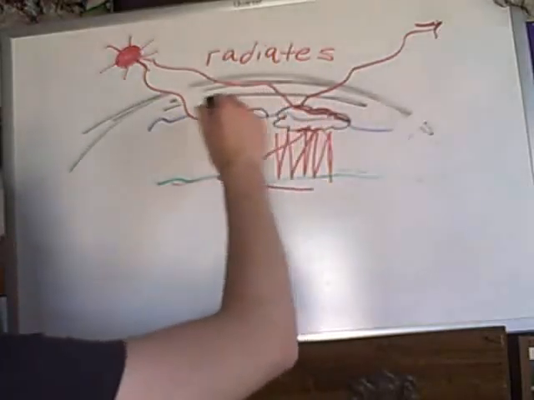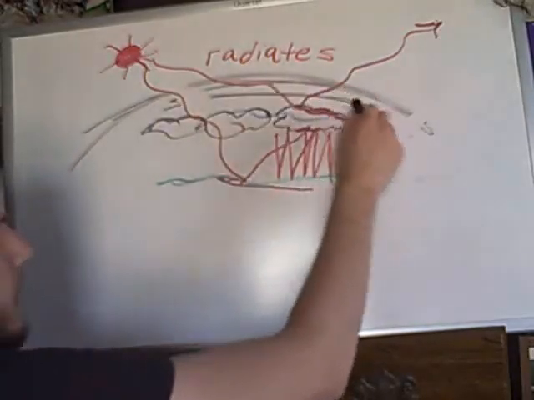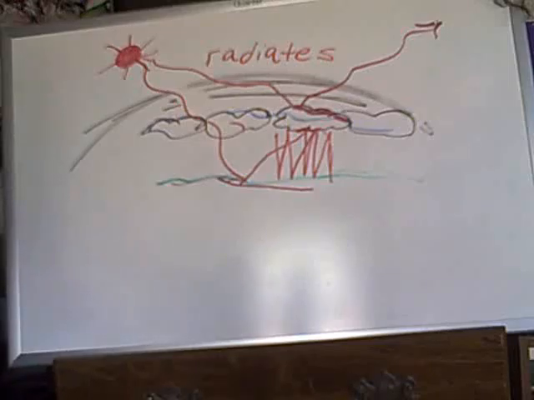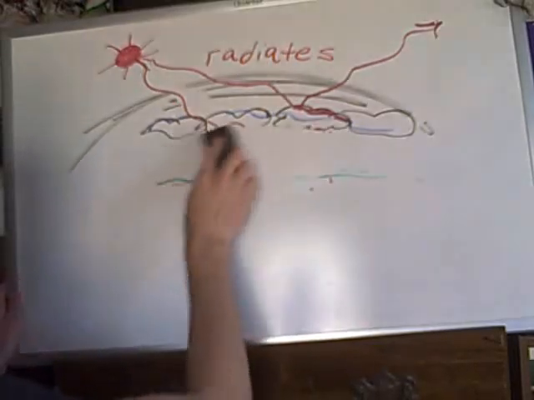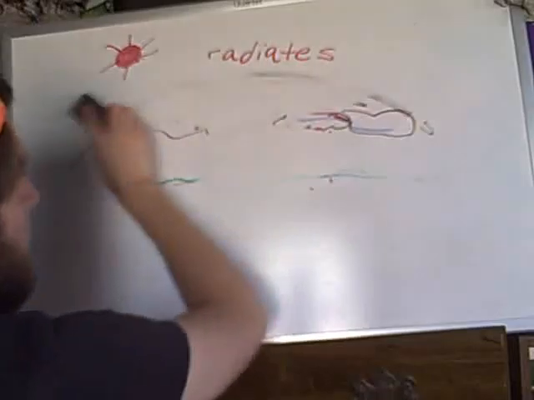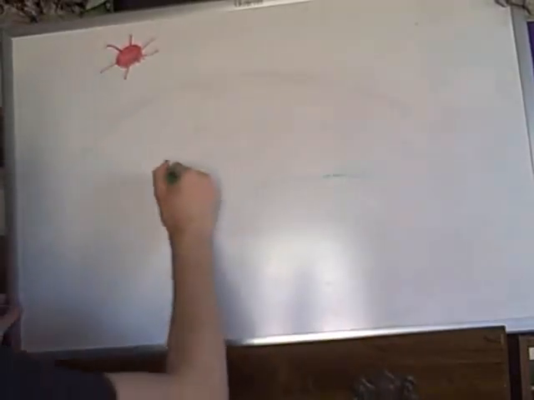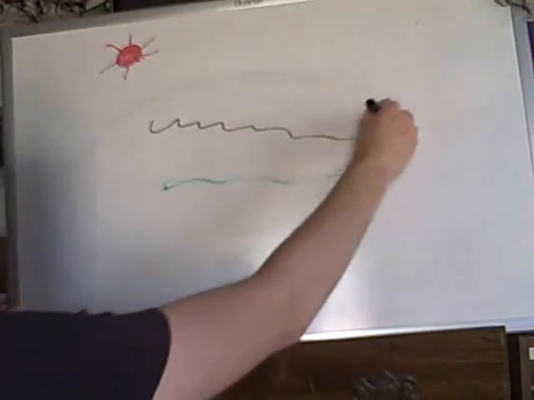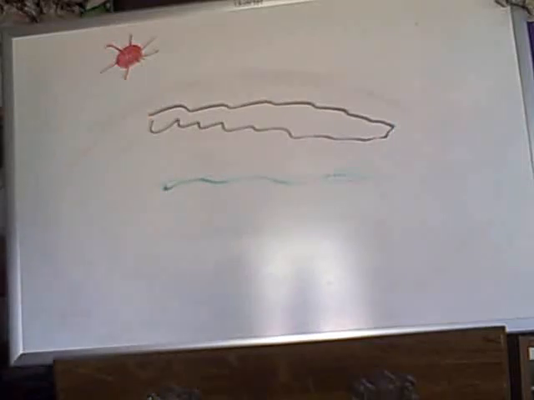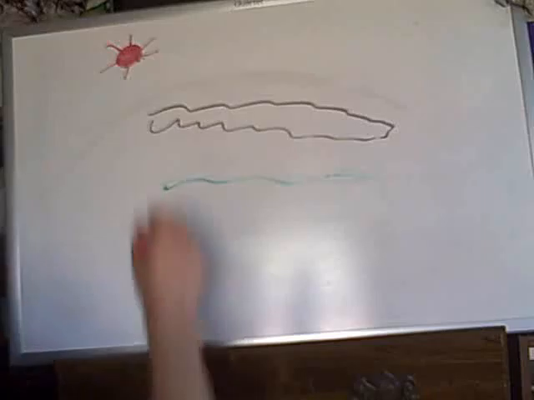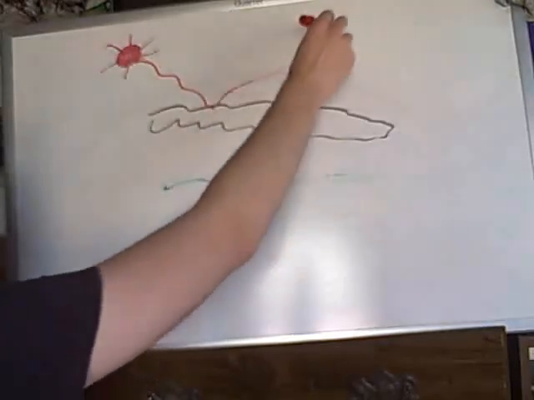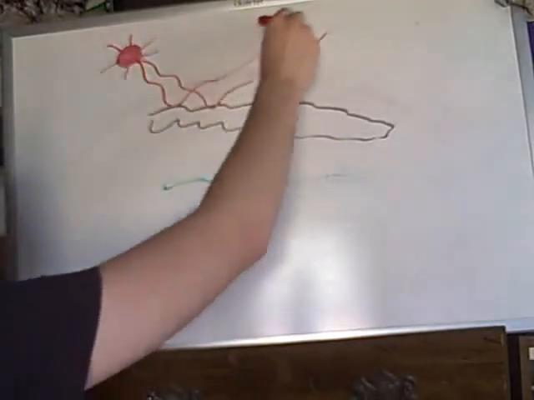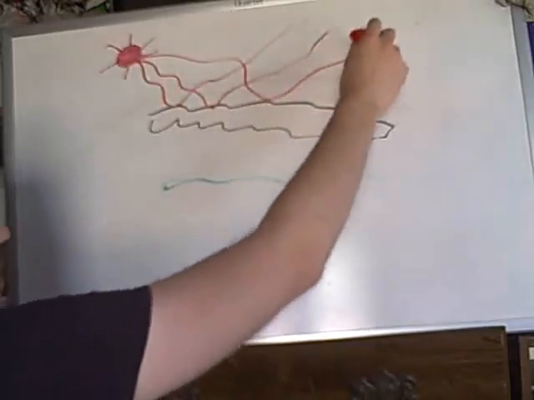But if there are many clouds in the sky, if we have many clouds, very cloudy day, then it will usually be cooler out. That is because a lot of the heat from the sun cannot reach the earth.